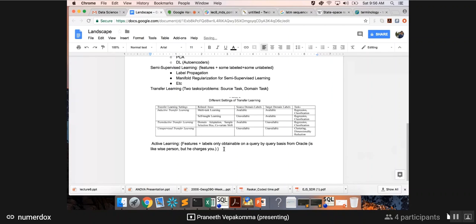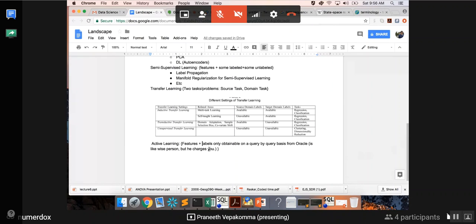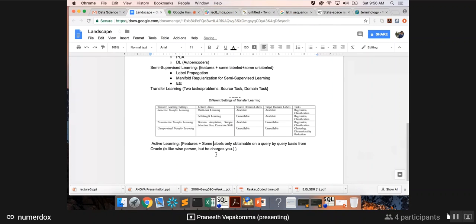So the setting is like this. You have features, all are there. Initially, you don't have labels at all, or maybe some labels, plus any other label only obtainable on a query by query basis. In some special cases, some labels will not be there. You'll only have features and none is labeled, but any label you can obtain on a query by query basis.